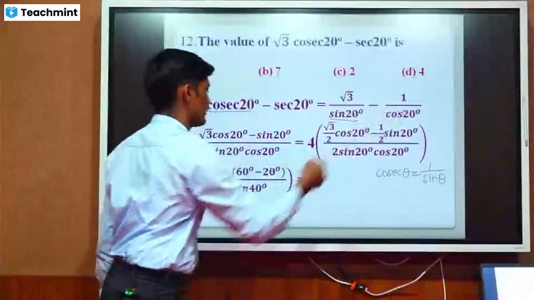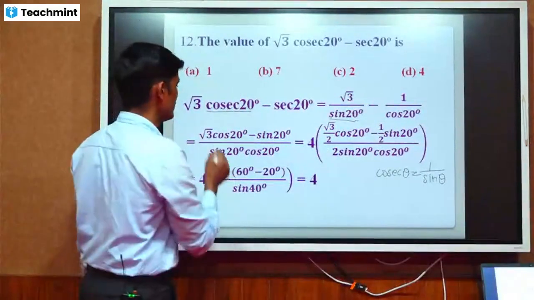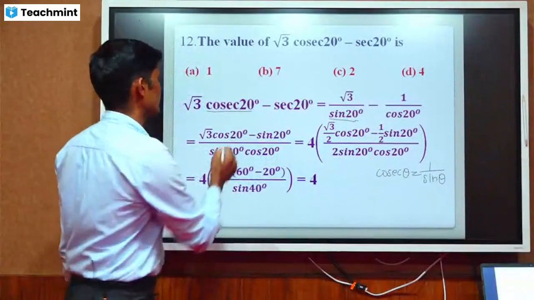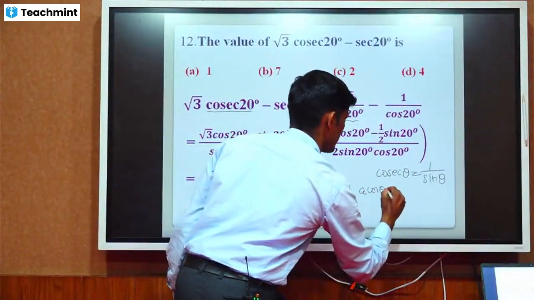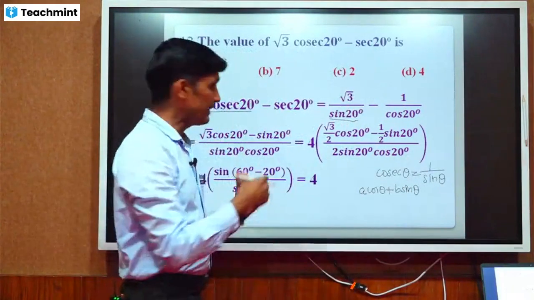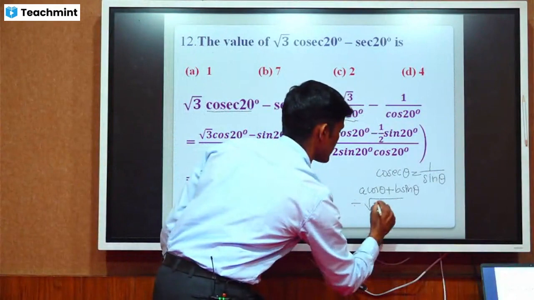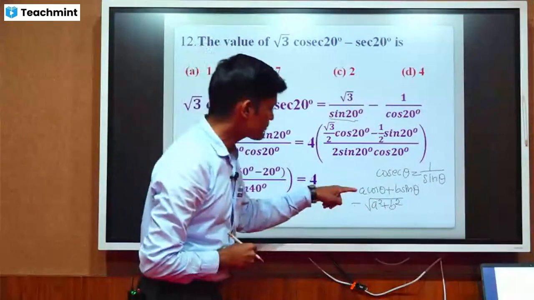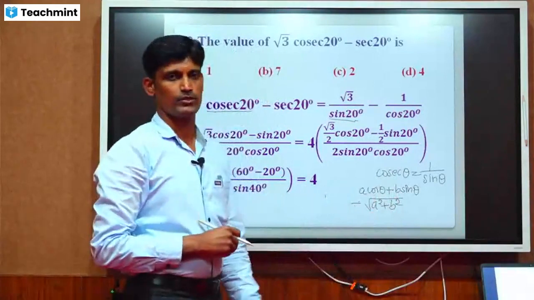Then simplify using LCM, that is sin 20 degree into cos 20 degree is the common denominator. It becomes root 3 into cos 20 degree minus 1 into sin 20 degree. Then, whenever we have A cos theta plus B sin theta, it can be written as sin of theta plus alpha or cos of theta plus alpha by dividing by root of A square plus B square. On dividing by root of A square plus B square, it becomes A by root of A square plus B square into cos theta plus B by root of A square plus B square into sin theta.